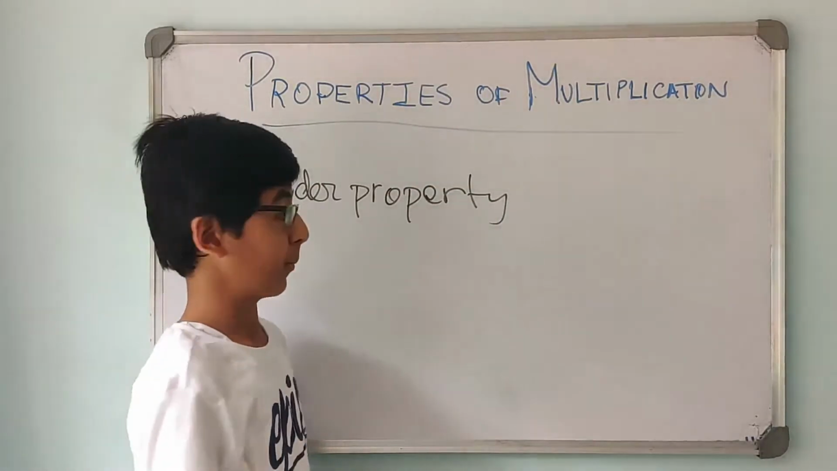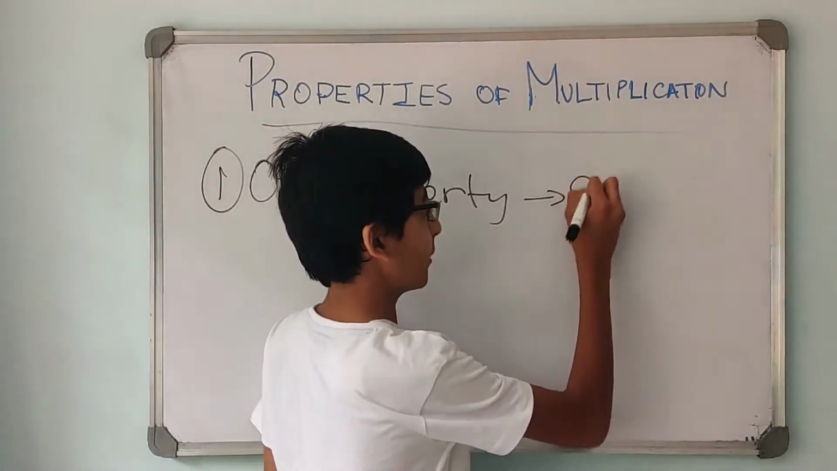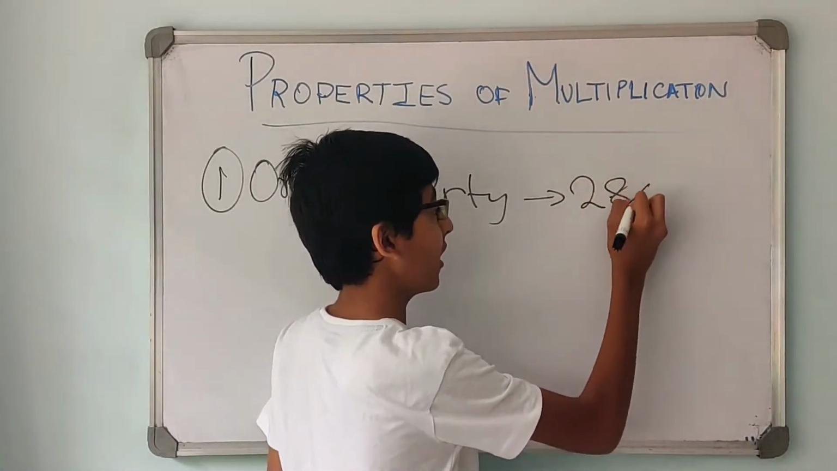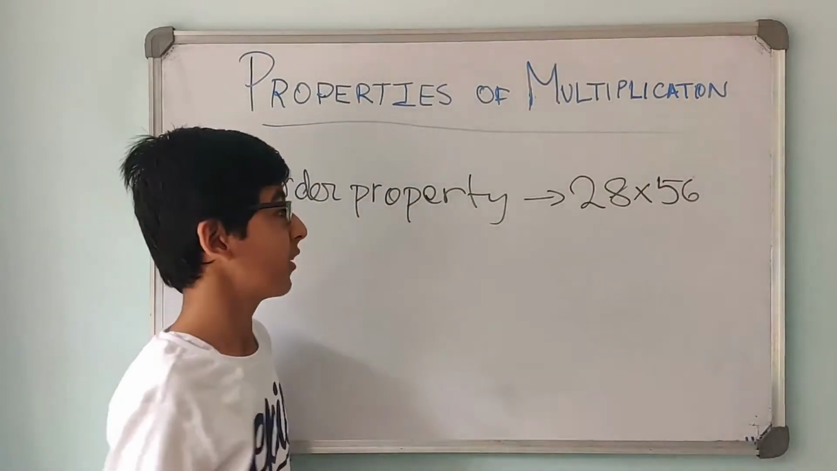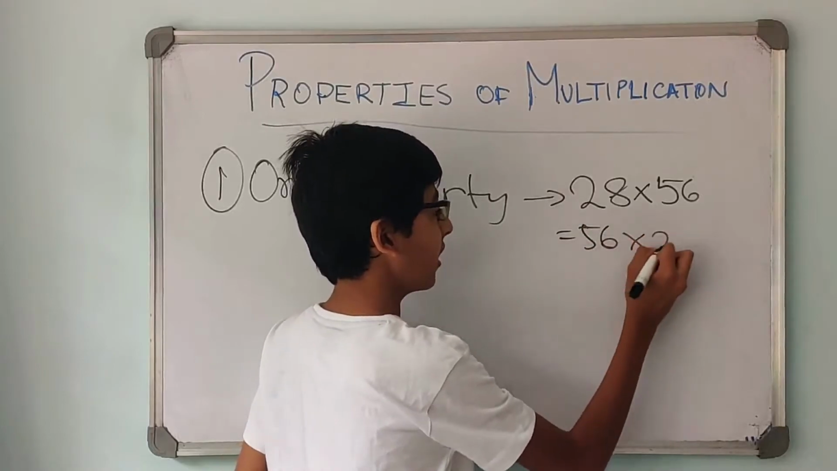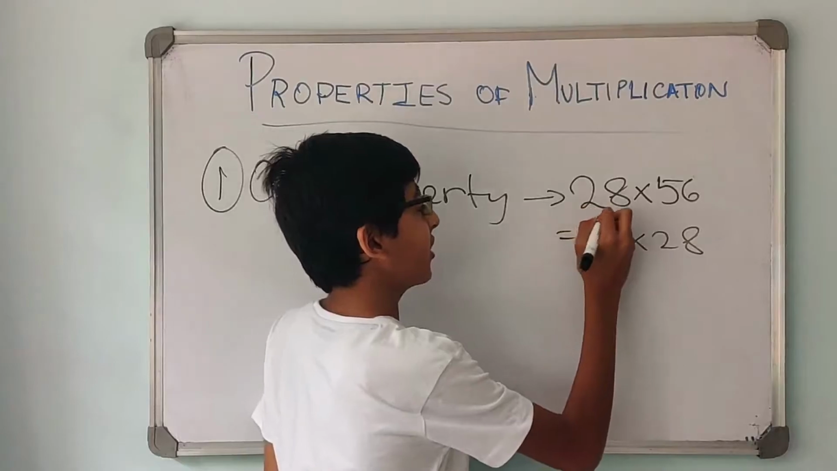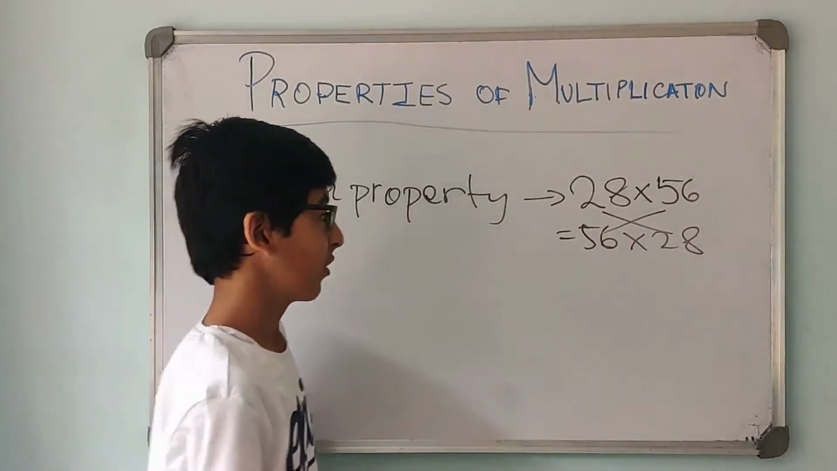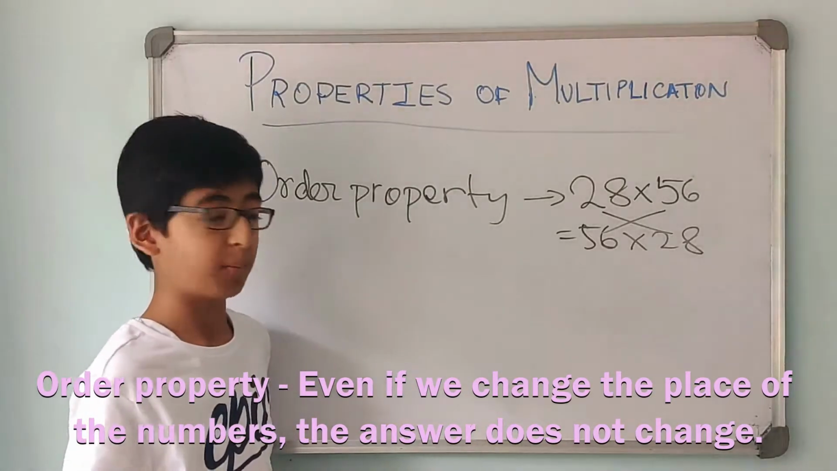So what is the order property? Order property means that if you multiply two numbers, let's take 28 into 56, so 28 into 56 is the same as 56 into 28. So what are we doing over here? We are changing the place of the numbers. And even if we change the place, the answer is going to be the same.